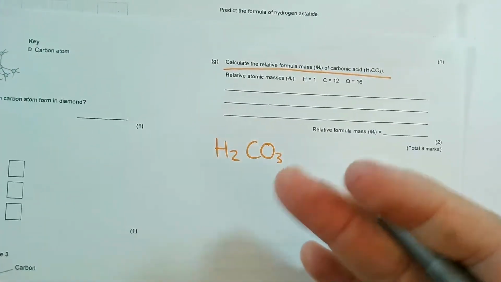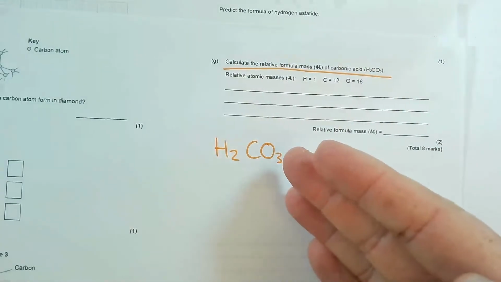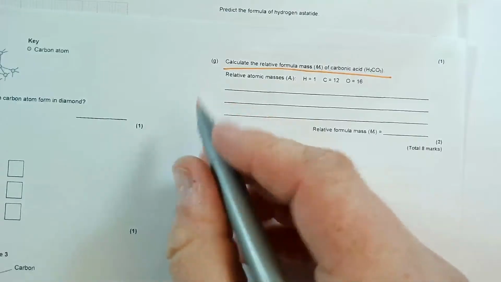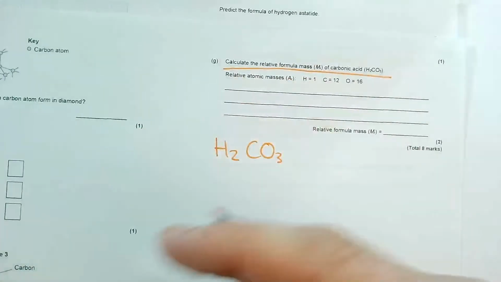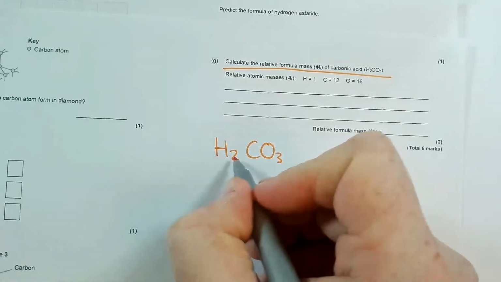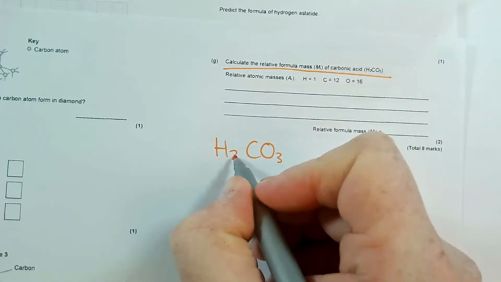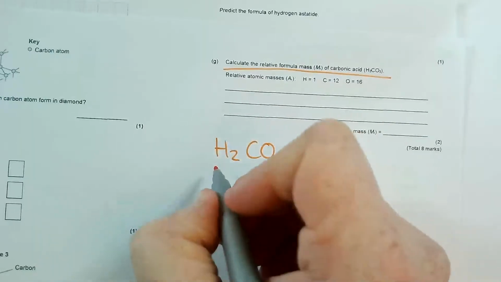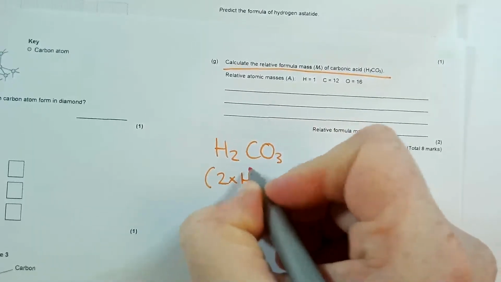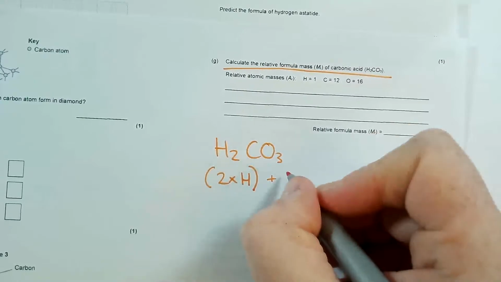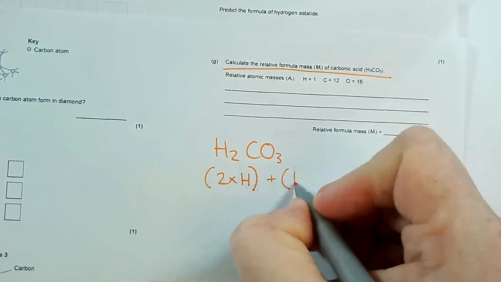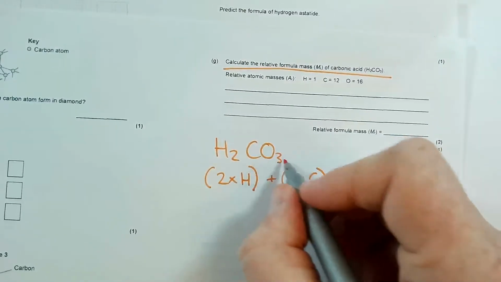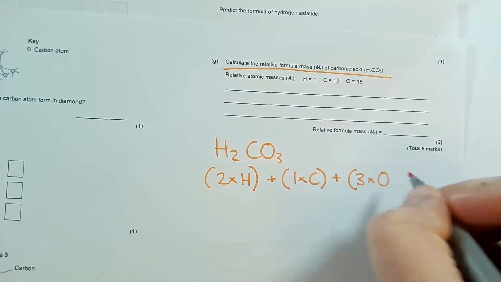What the relative formula mass is basically saying is, how much does this weigh altogether? If I took them all, how much does that weigh altogether? Well, the first thing I need to do is establish how many of each atom I've got. So I've got H and then the little 2. Remember, the little 2 applies to the thing just before it, so that applies to the hydrogen, not the carbon. That means I've got 2 lots of hydrogen. Carbon, no number there, so there's only one of them. And with the oxygen, the little 3 applies to that, so that's 3 times oxygen.